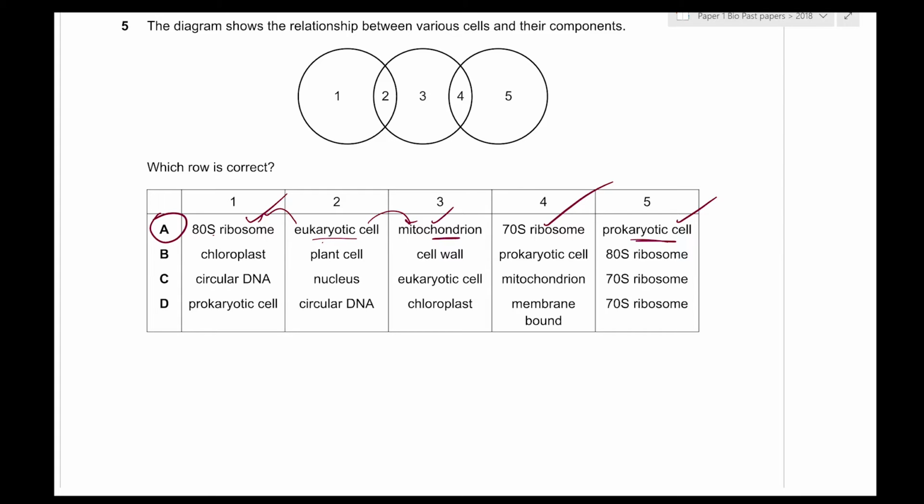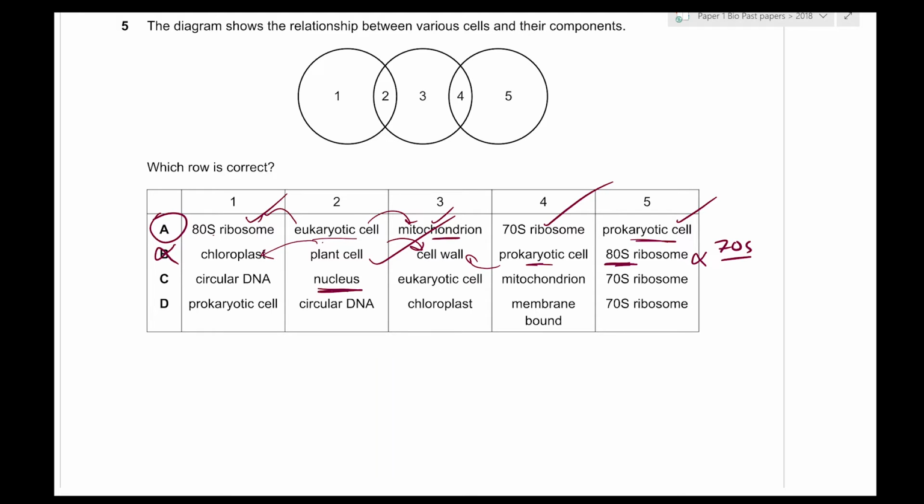Now for B, chloroplasts, plant cells and cell walls. Yes, plant cells do contain chloroplasts and cell walls made of cellulose, so this is correct. And for 3, 4, and 5, prokaryotic cells, they do have cell walls made of peptidoglycan or murein. But it's assuming that it has 80S ribosomes. Now this is incorrect, because prokaryotic cells actually have 70S ribosomes. Therefore, B is incorrect.